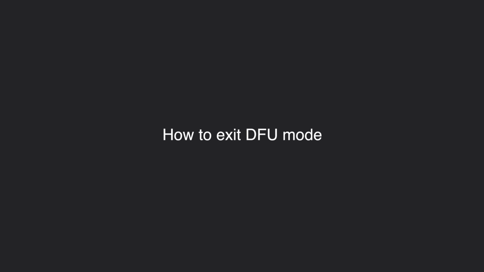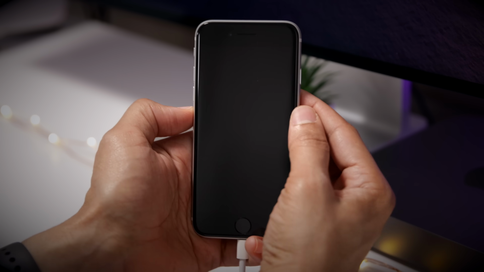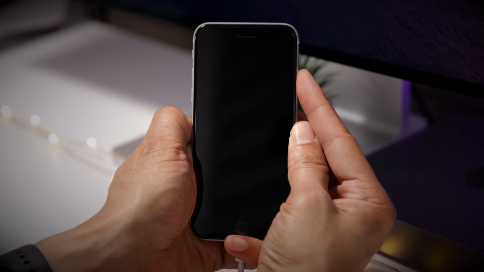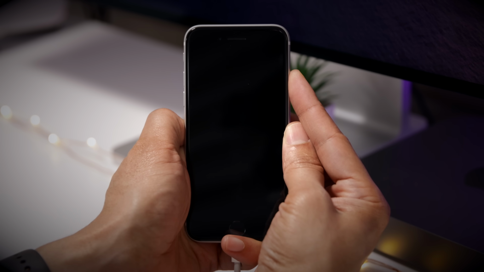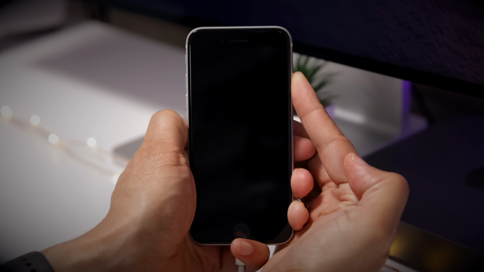Okay, so how to exit out of DFU mode? Here's how you do it. All right, so you want to just press the volume up button, volume down button, and then press and hold the side button. So volume up, volume down, press and hold the side button, and continue holding that side button until you see the Apple logo appear.